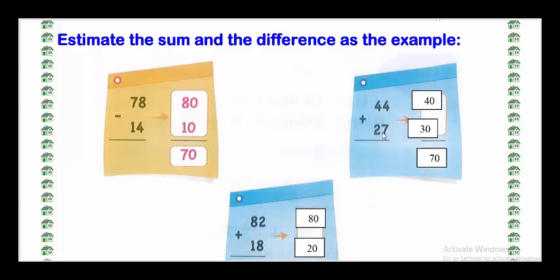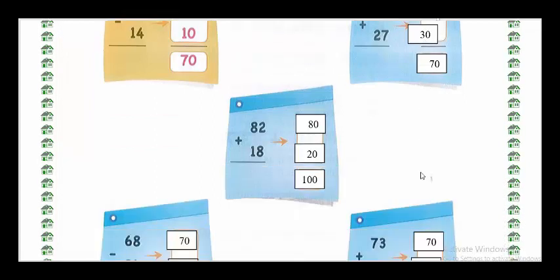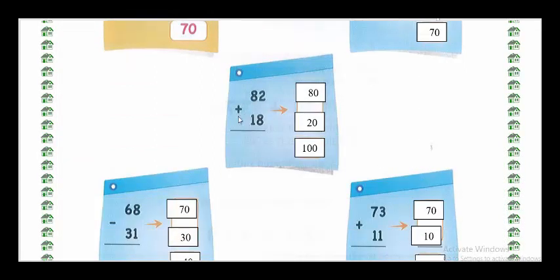44 plus 27, 44, 4 is a poor number, so 4 will be 40. But 27, 7 is a rich number, so 2 will be 30. 40 plus 30 equals 70. 82 plus 18, 2 is a poor number, so 8 will be 80, but 18, 8 is a rich number, so 1 will be 20. 80 plus 20 equals 100.